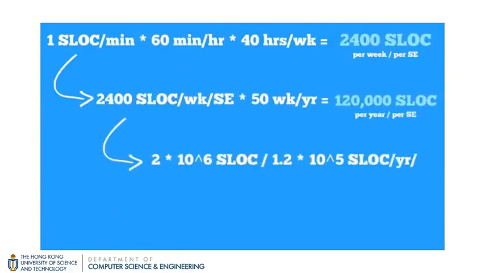Pulling that all together, if I have 2 million lines of code estimated in a project, with the amount of code I can crank out from each engineer, I'd need at the very least 17 software engineers to get this on the software shelves for the holiday season.